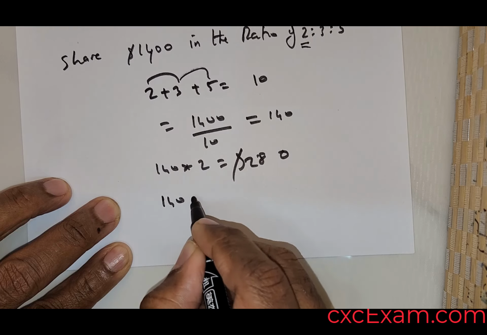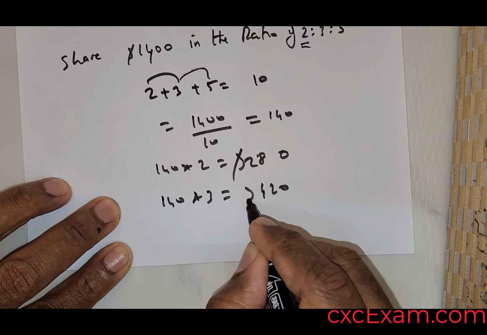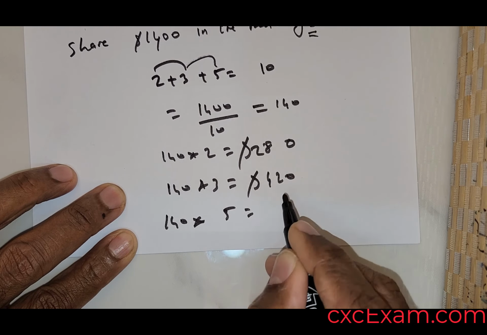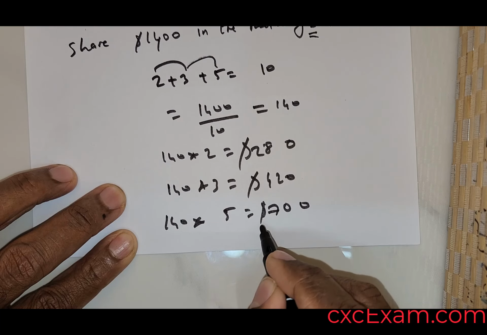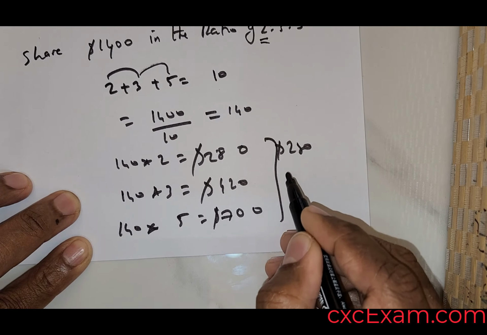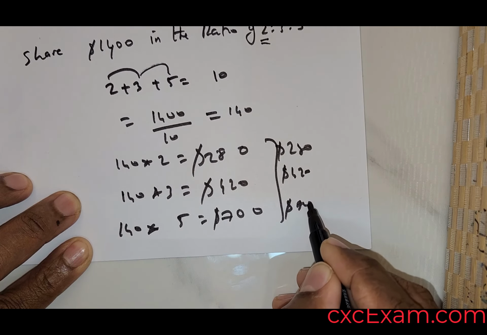Take the same value, multiply by 3, that's going to be 420. That's the second share. So take 140, multiply by 5. That's going to be 700. So that's the third share. So the first share is 280. The second share is 420. The third share is 700.